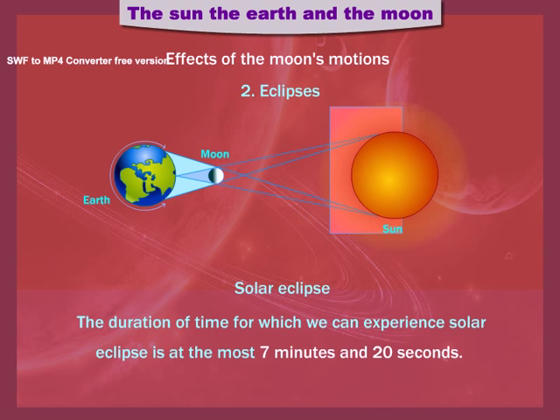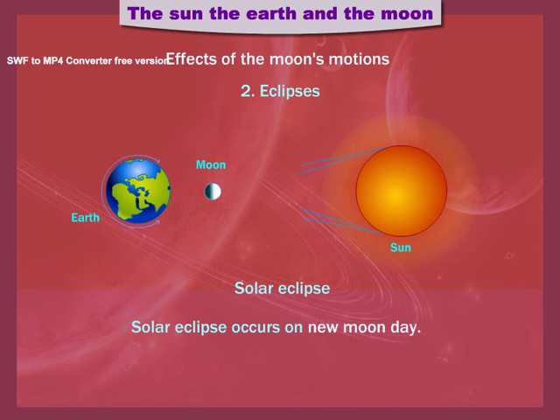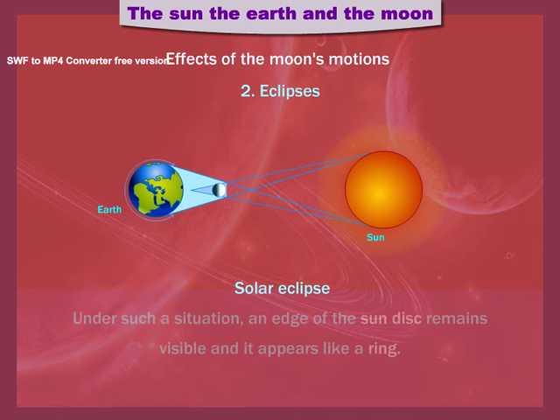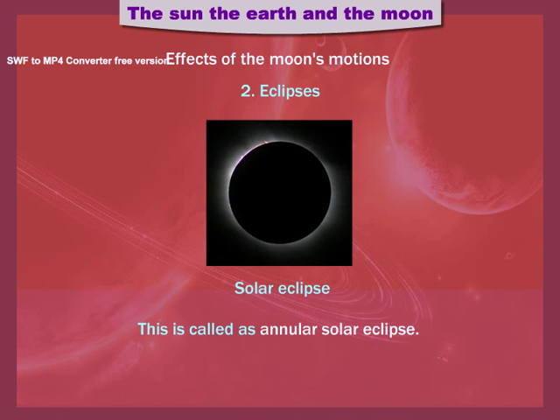Total solar eclipse is seen from very restricted areas. The duration of time for which we can experience a solar eclipse is at the most 7 minutes and 20 seconds. Solar eclipse occurs on new moon day. At times, when the moon is too far from the earth, the dense shadow of the moon does not reach the earth. Under such a situation, an edge of the sun disk remains visible and it appears like a ring. This is called an annular solar eclipse.